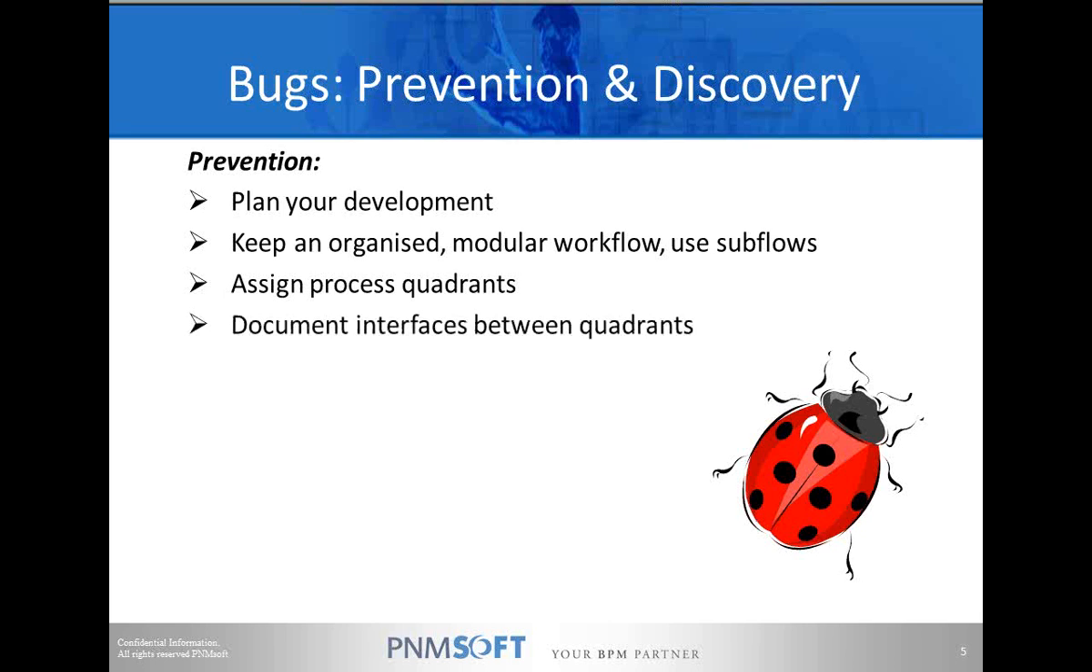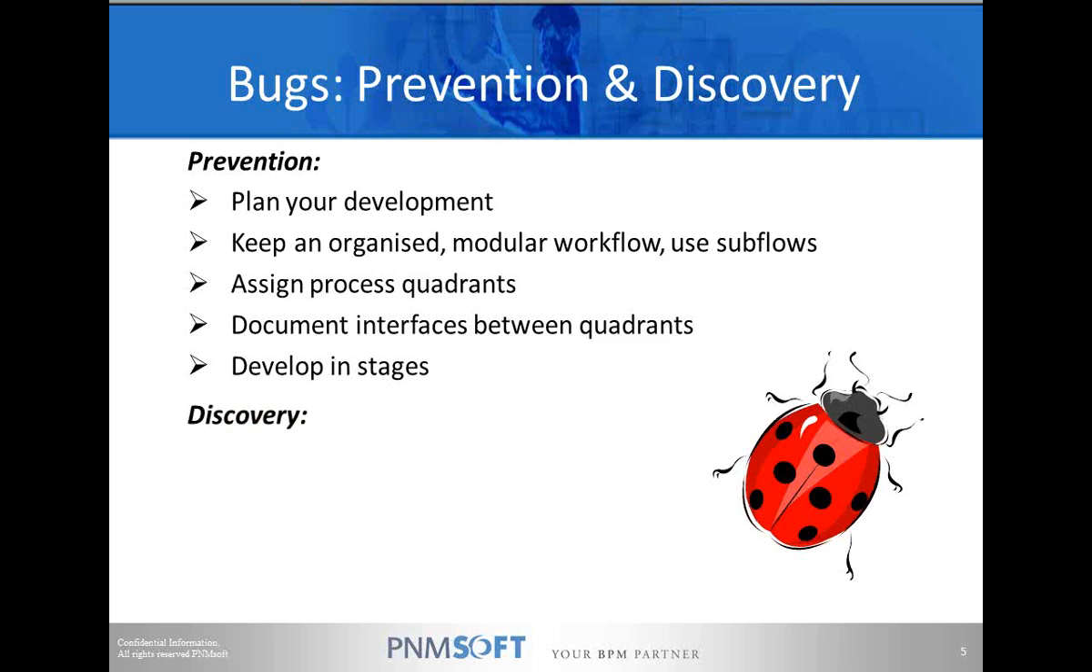Fourthly, document the interfaces between those quadrants. Your teams should not just document, but they should be communicating with each other. The process owners should be documenting how they're going to be transferring information from one part of the process to the next, and that will also prevent errors and bugs. Finally, develop in stages. Don't try to build the solution overnight from 0 to infinity, but rather build it in stages, build the basics first, and then add on once the basics are working.